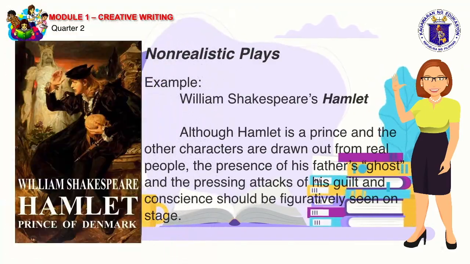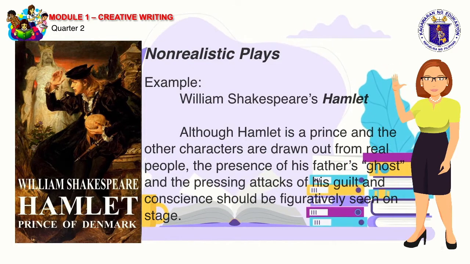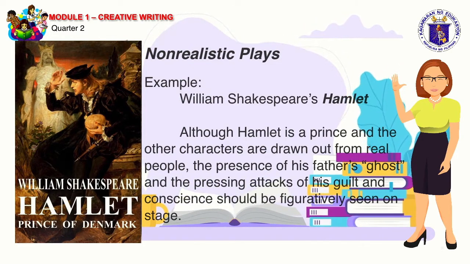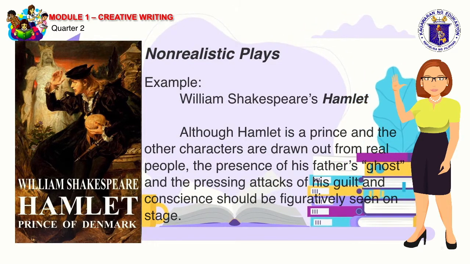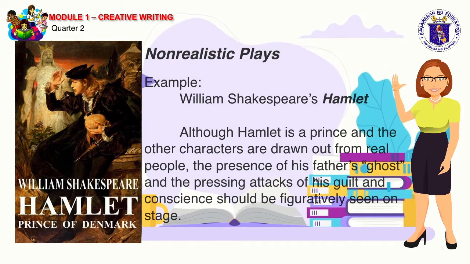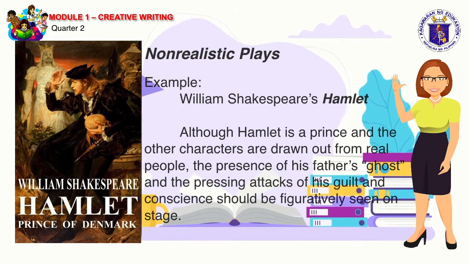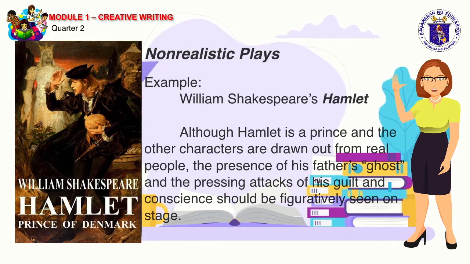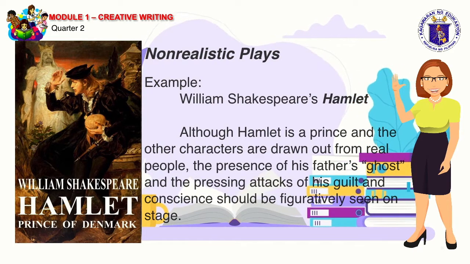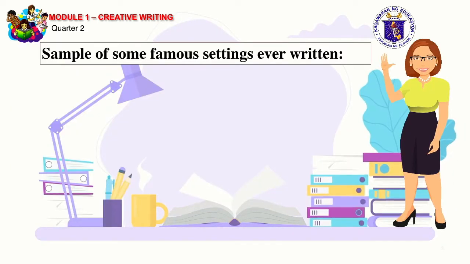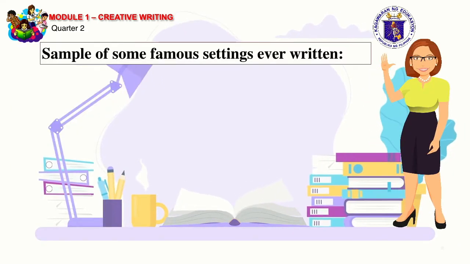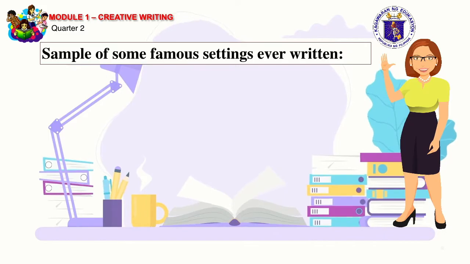An example of a non-realistic play is William Shakespeare's Hamlet. Although Hamlet is a prince and the other characters are drawn out from real people, the presence of his father's ghost and the pressing attacks of his guilt and conscience should be figuratively seen on stage. Now, class, here are samples of some famous settings ever written.